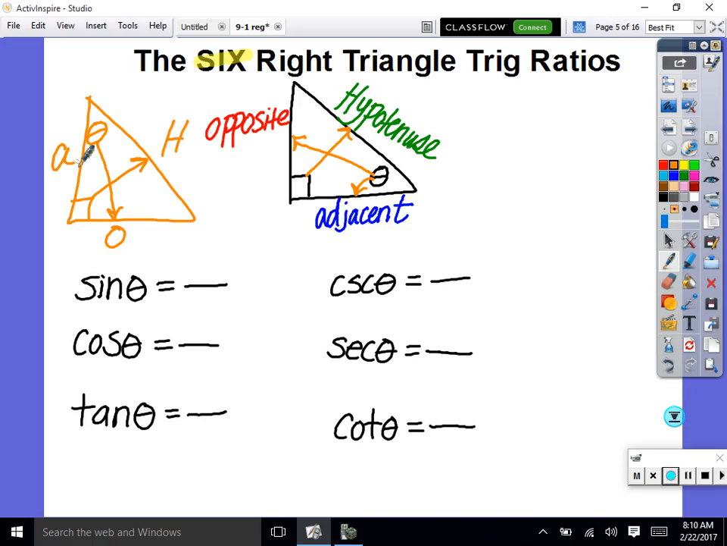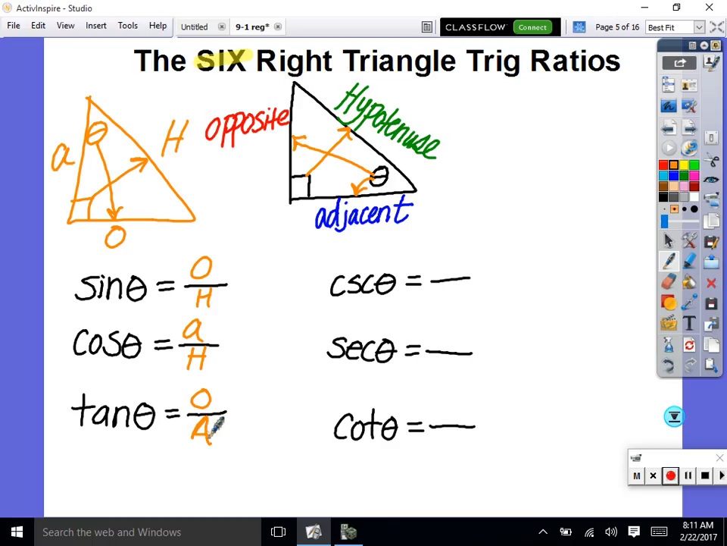Okay, got it. Now, these are the trig ratios. I always start with this: sine, cosine, tangent. And there's a little saying. So sine is opposite over hypotenuse. You might want to write these down somewhere, on notes, something. So everybody, you go to theta, sine of theta will be the opposite side over the hypotenuse. Cosine is adjacent over hypotenuse. Tangent is opposite over adjacent.